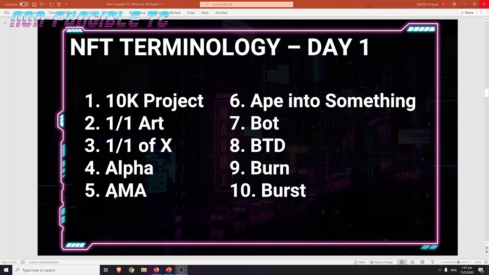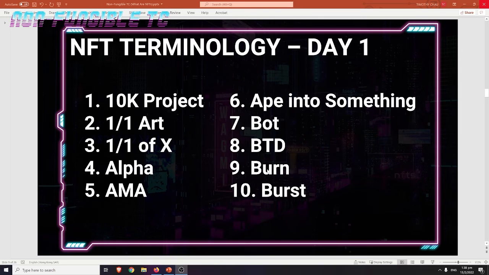Number 7 is bot. A bot is a software program that performs certain actions automatically. For example, there are a lot of bots in Discord that provide different functions like gas prices, providing mini games to the community, and sending memes and messages. It could also apply to bots where you use a bot to sweep the floor, which should be covered in the future. The next one is BTD. BTD basically means buy the dip, buy the asset, like the token or the crypto, when it goes down. Buy the dip.